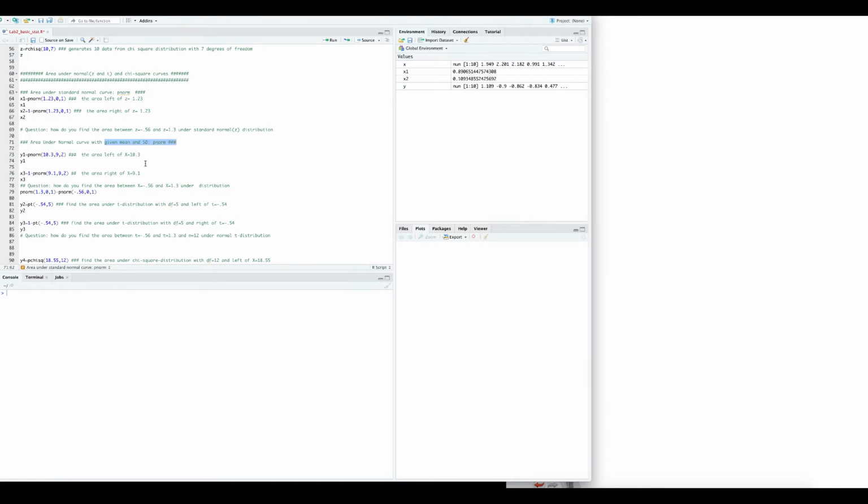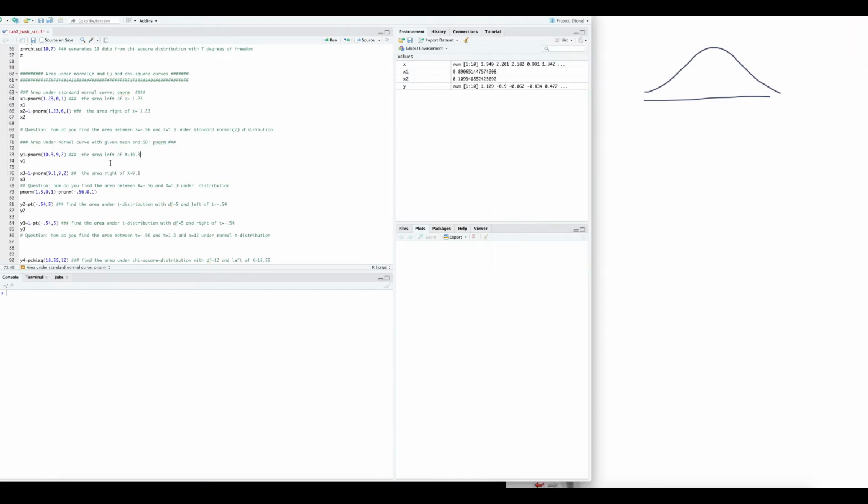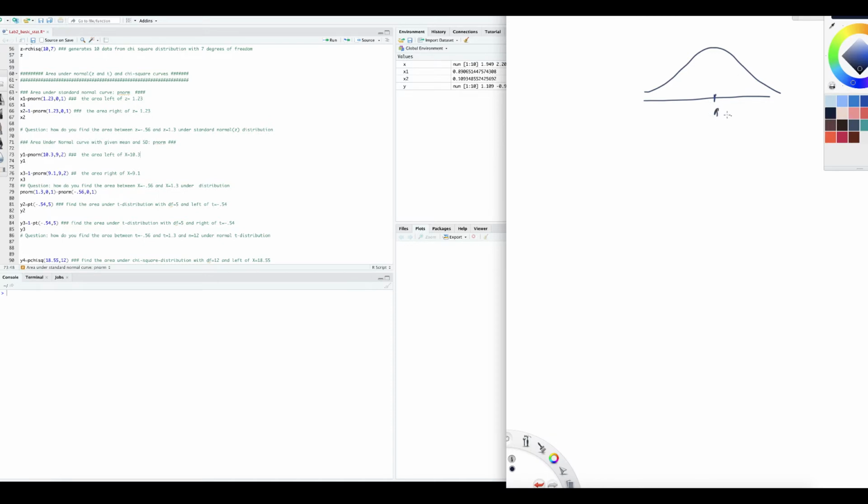So if you have a normal distribution with a mean different from 0 and a standard deviation different from 1, let's say the mean is 9 and the standard deviation is 2, and you want to find the area left of 10.3. Suppose this is 9, the mean, and 10.3 may be somewhere here. Suppose you want to find the area left of this, meaning you want to find this area.